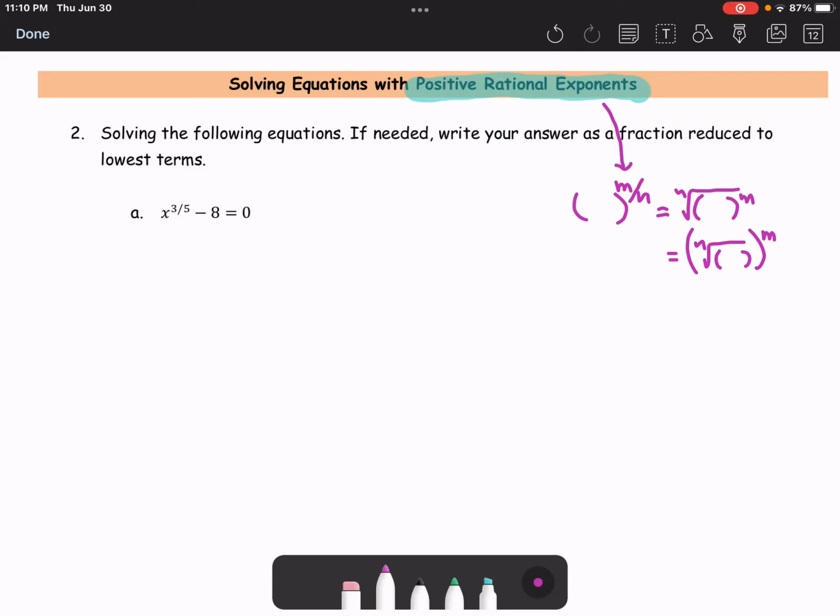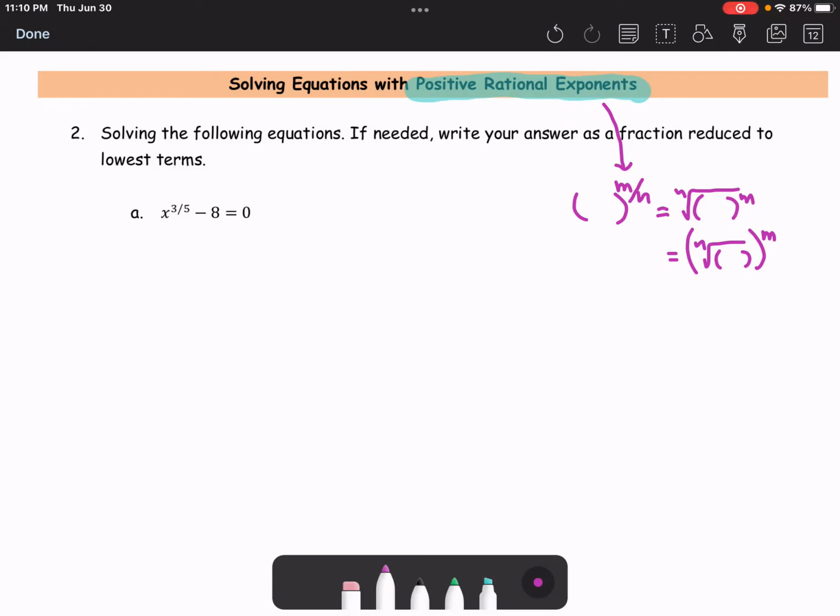For part A, we are going to solve it and write the answer as a fraction reduced to lowest terms. We have x to the power 3 over 5 minus 8 equals 0. We are solving for x. That means whatever the number x that we have, if it is raised to the power 3 and we take the fifth root, subtracted by 8, is going to be 0.